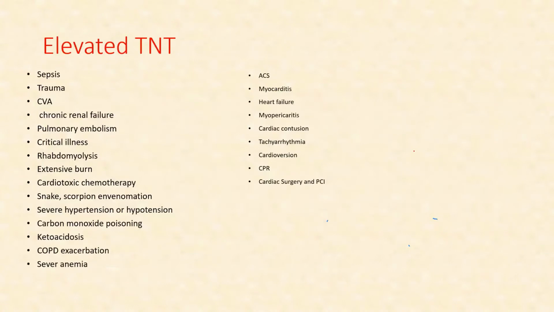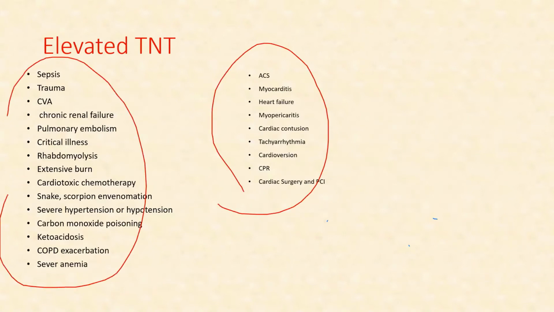Now, elevated troponin has cardiac and non-cardiac causes. The cardiac ones are acute coronary syndrome, myocarditis, heart failure, myopericarditis, cardiac contusion, tachyarrhythmia if it is severe enough and long enough, cardioversion, CPR, post-cardiac surgery, and PCI.